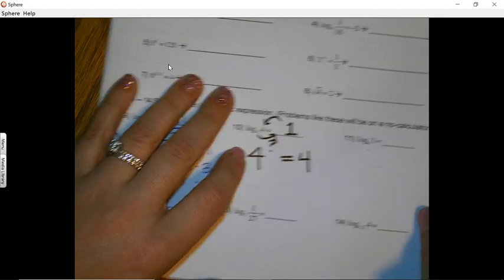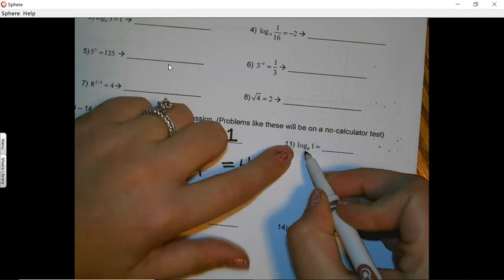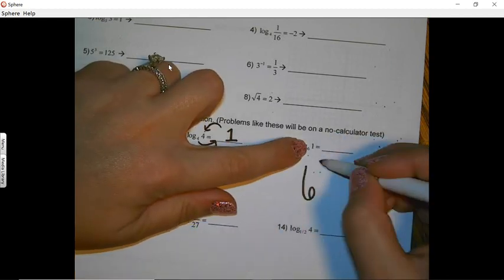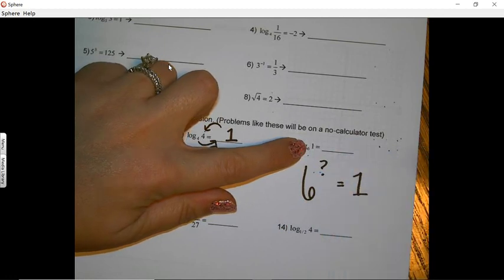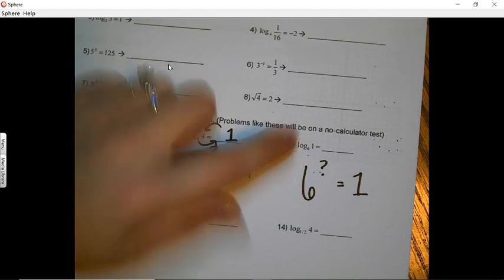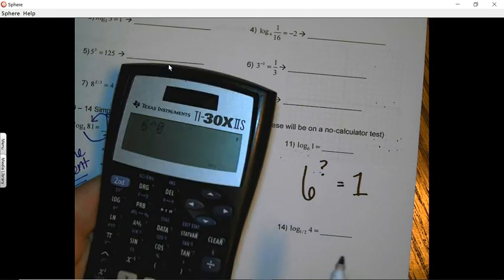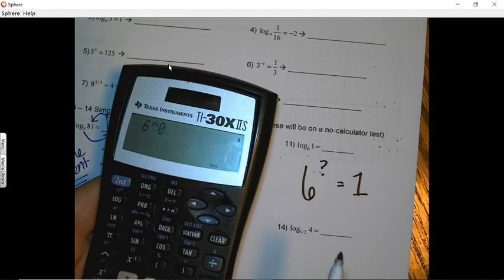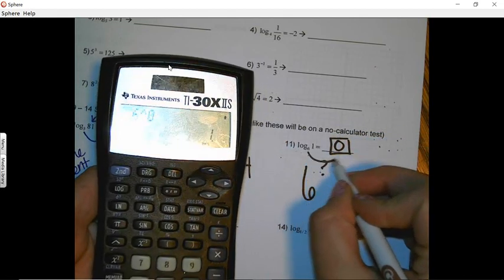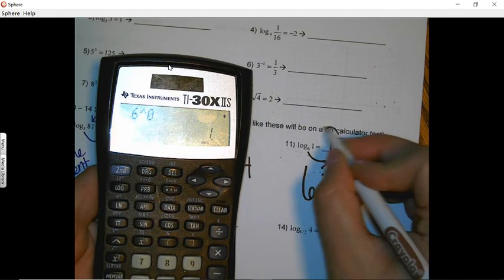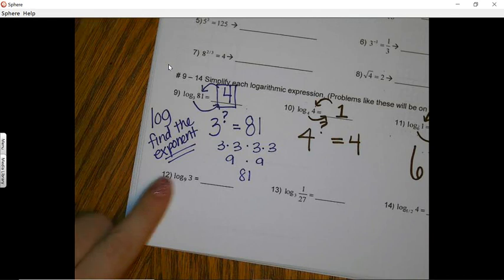Okay, let's take a look at number 11. So when you see log, you tell yourself it means find the exponent. So 6 to what power is 1? We know from chapter 6 that anything to the 0 power is always 1. So that is why our answer is 0. So again, 6 to this power gets you that number that's written bigger.